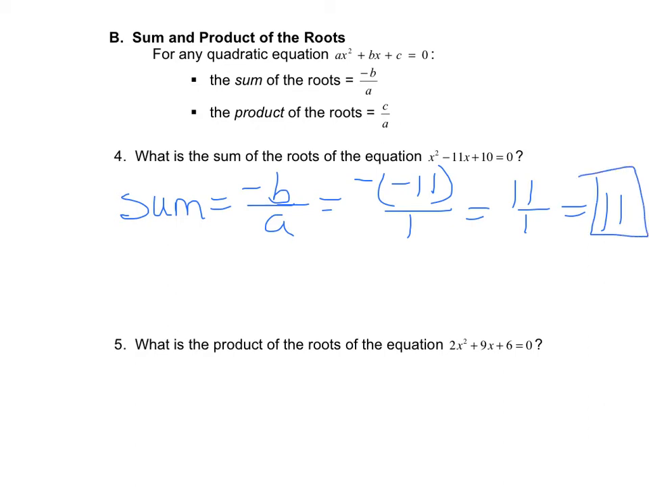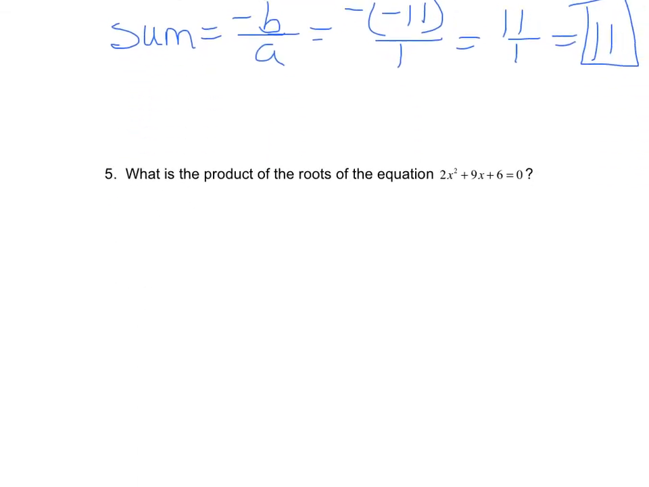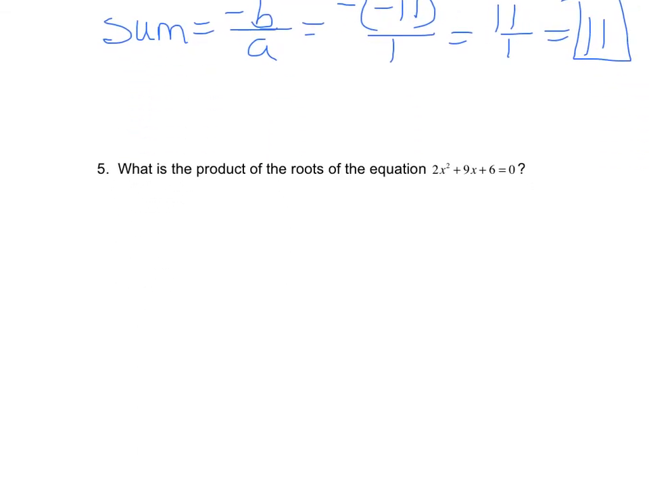Please remember you're substituting the b value into a negative of b. So if your b value is already a negative, it's going to be a negative of a negative. With that being said, let's look at number 5. What is the product of the roots of the equation 2x squared plus 9x plus 6 equals 0? Well, it's in standard form.